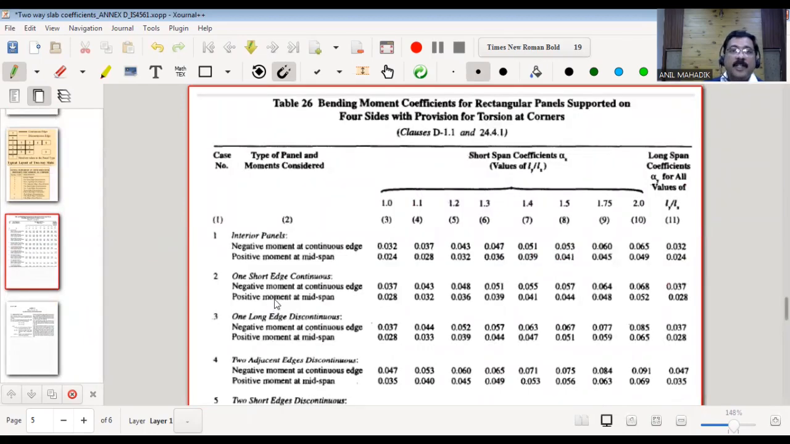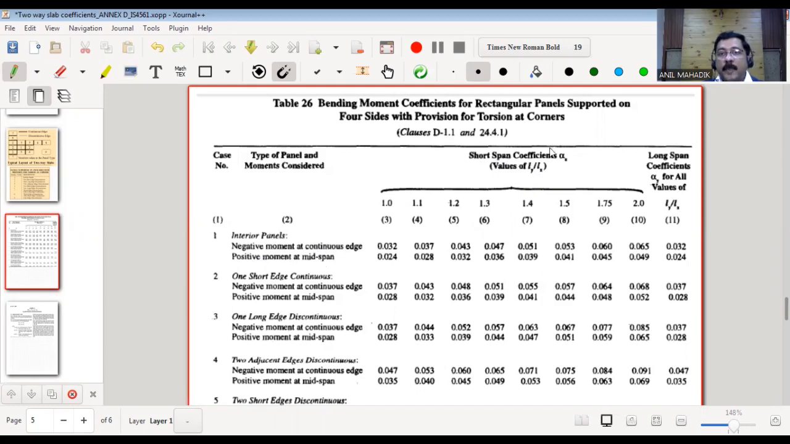And there are different conditions also as per the boundary conditions or supporting condition of the slab. So we will see that also in detail. Now here you can see short span coefficient alpha x, which depends on Ly by Lx ratio. And here you can see negative moment at continuous edge, means support moment. Negative is support moment. And there is a positive moment at mid span.